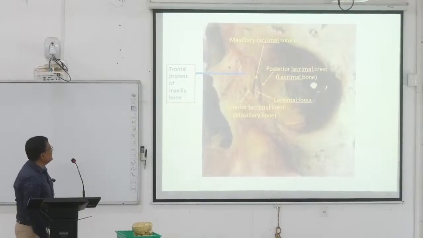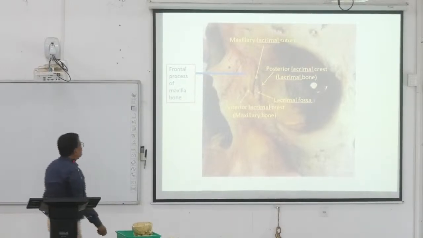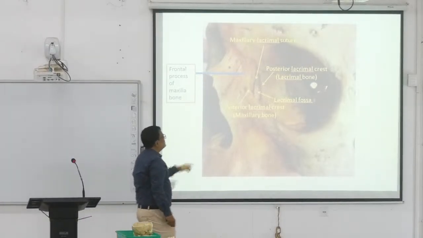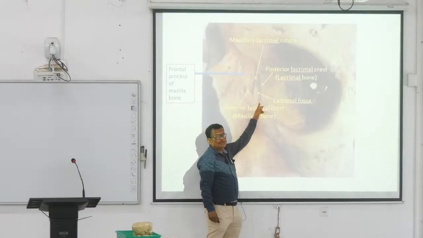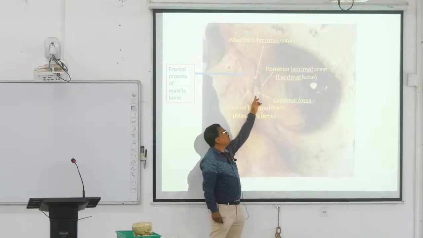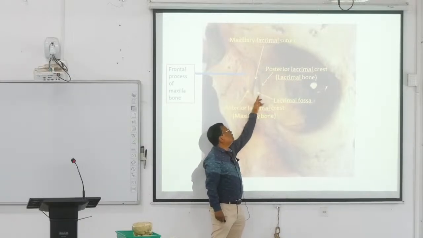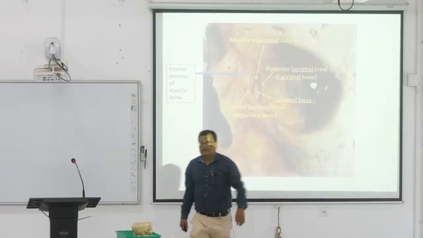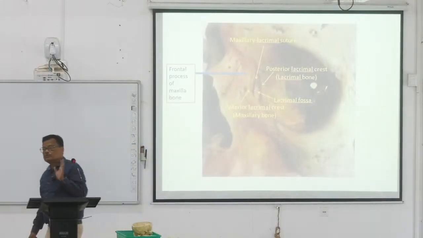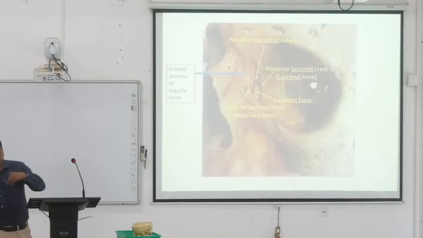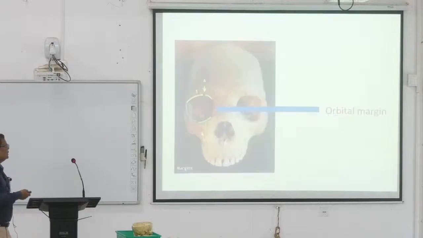Look, this is the lacrimal fossa, this is the anterior lacrimal crest, this is the posterior lacrimal crest, this is the beginning of the opening of the nasolacrimal duct. The lacrimal sac lies here, between the anterior and posterior lacrimal crest. The lacrimal gland sometimes gives circulation and nerve supply, so we usually overlook reading it, but sometimes a question may come because it is important.